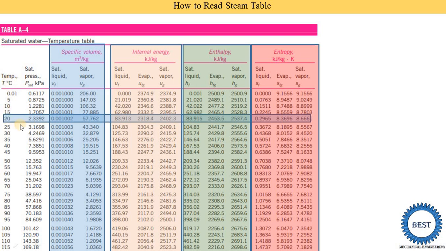At 20 degrees, steam is created, but the required pressure is 2.339. You may think that steam is formed at 100 degrees. That is also correct, steam is formed at 100 degrees, but at that time the pressure is atmospheric. When the pressure is changed, the temperature changes. So at 20 degrees centigrade, the pressure is 2.3392, and at that pressure we are able to produce steam. Suppose you require the specific volume for the liquid, then you can read these parameters.